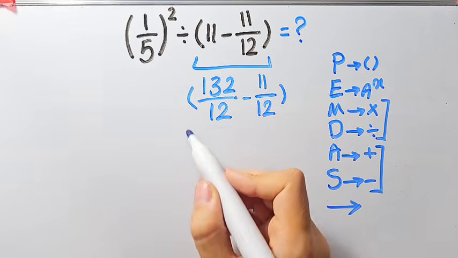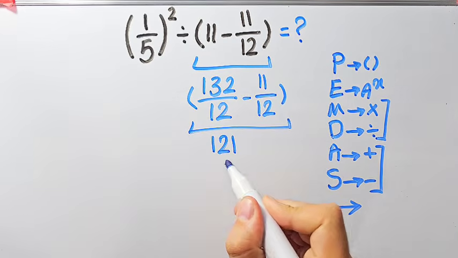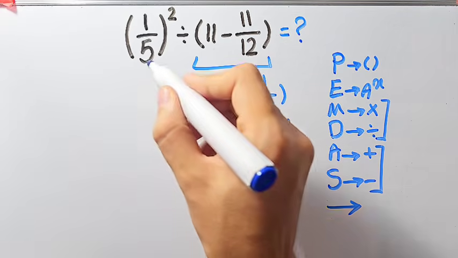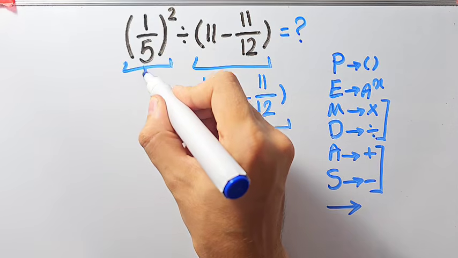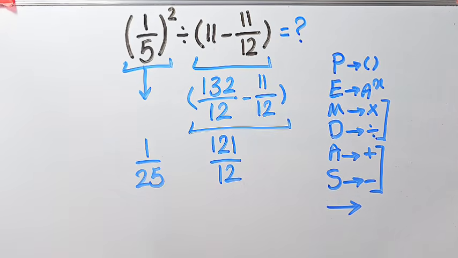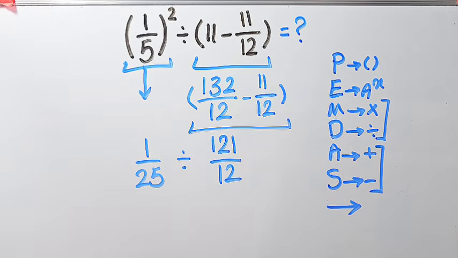Again we simplify these parentheses. 132 over 12 minus 11 over 12 equals 121 over 12. Now we have 1 over 5 to the power of 2 divided by 121 over 12. In this step, we simplify this exponent. 1 over 5 to the power of 2 equals 1 over 25. Now we have 1 over 25 divided by 121 over 12.